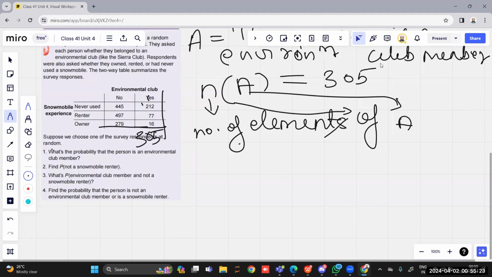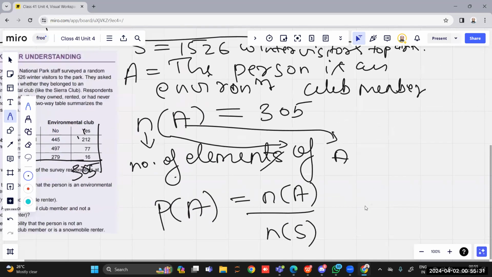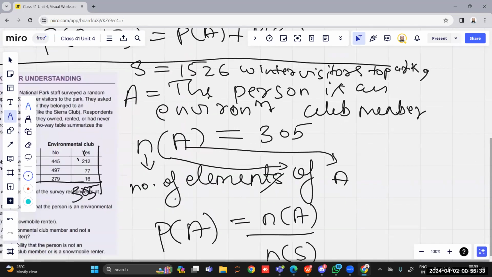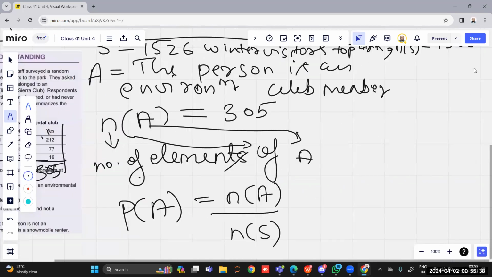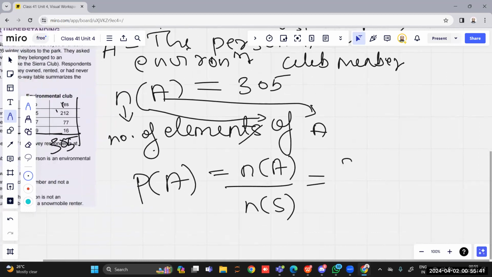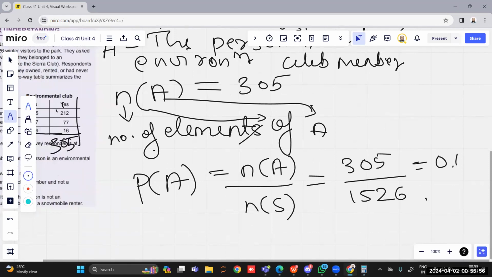So what will be the probability of A? It will be the number of elements in A upon the number of elements in S. We also write it like this: n(S) equals 1526. So it will be 305 upon 1526. We'll use a calculator: 305 divided by 1526 is around 0.1998, so it is around 19.98%.